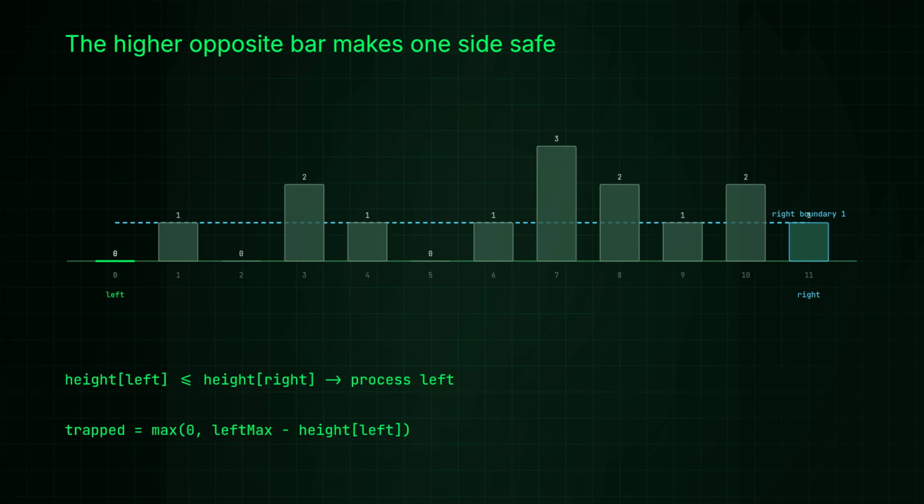Its trapped water is determined by the best left boundary seen so far. Left max minus the current left height, never below 0. When the right bar is lower, apply the same reasoning from the right using right max. This is why only the lower side moves.